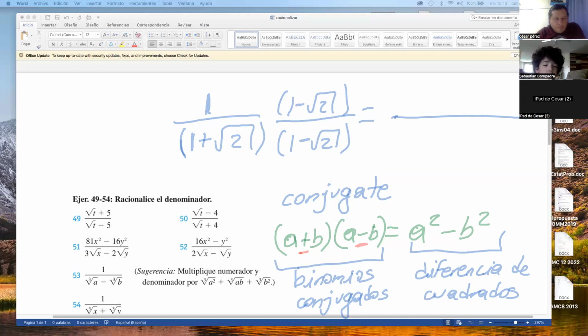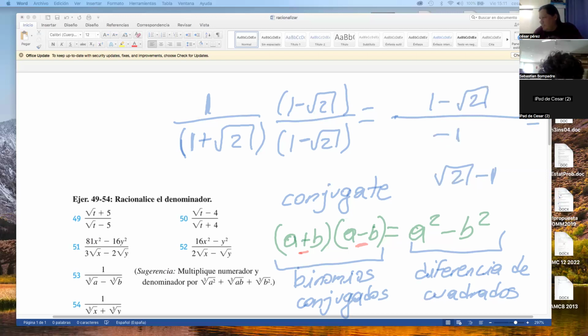Isn't it the square root of 2 minus 1? Yes, you are right, the square root of 2 minus 1, because we will divide by minus 1. It's easy. It's not difficult.